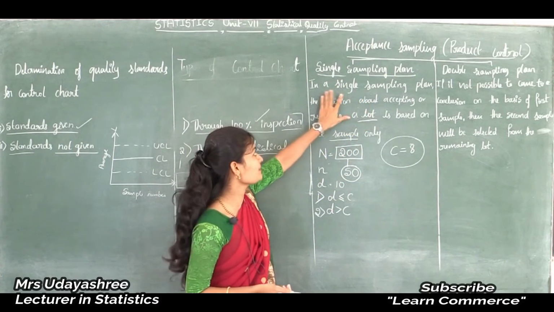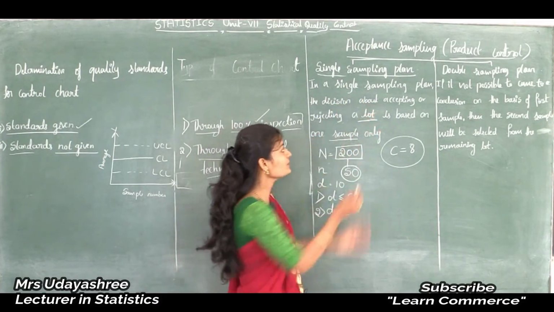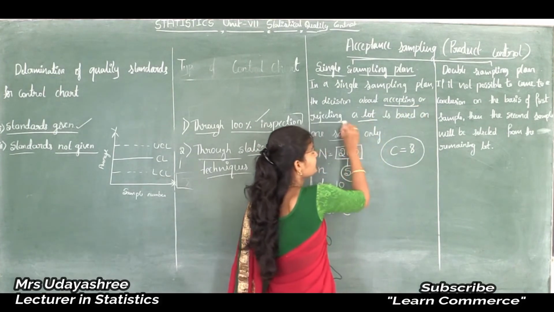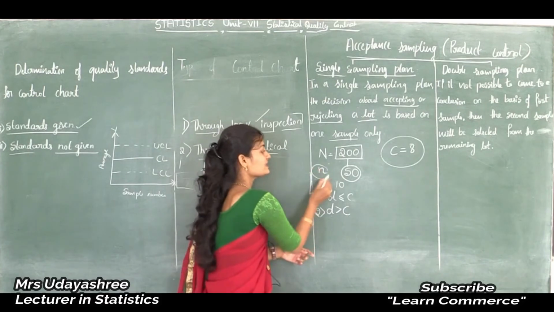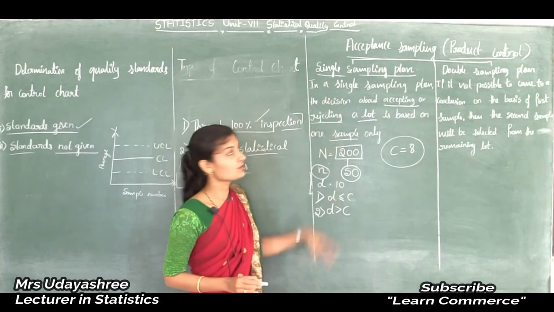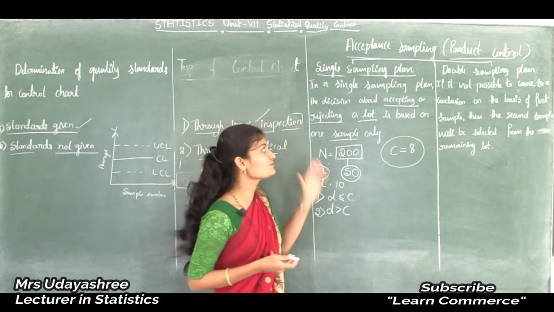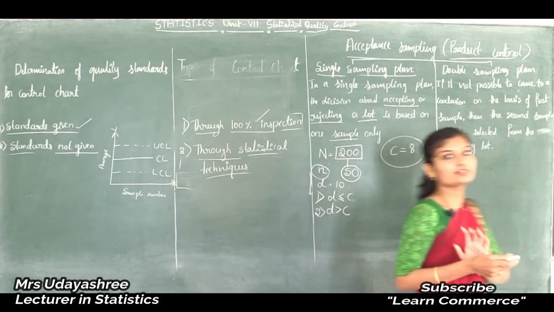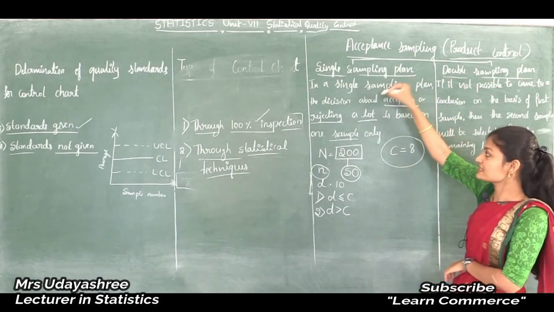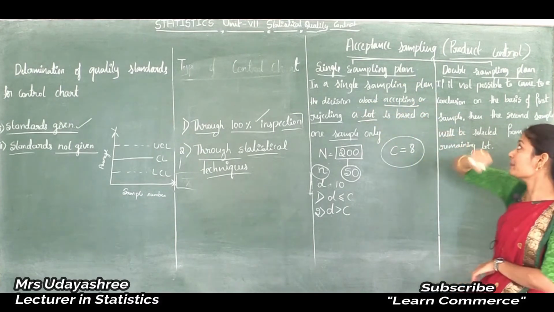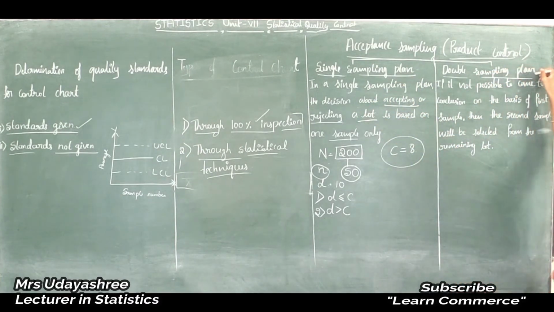In a single sampling plan, the decision about accepting or rejecting a lot is based on a single sample only. Here only a single sample is there. This is all about the single sampling plan. Next, let us move to the double sampling plan. In a single sampling plan the conclusion is based on a single sample, so what about the double sampling plan? Here the conclusion is based on two samples.